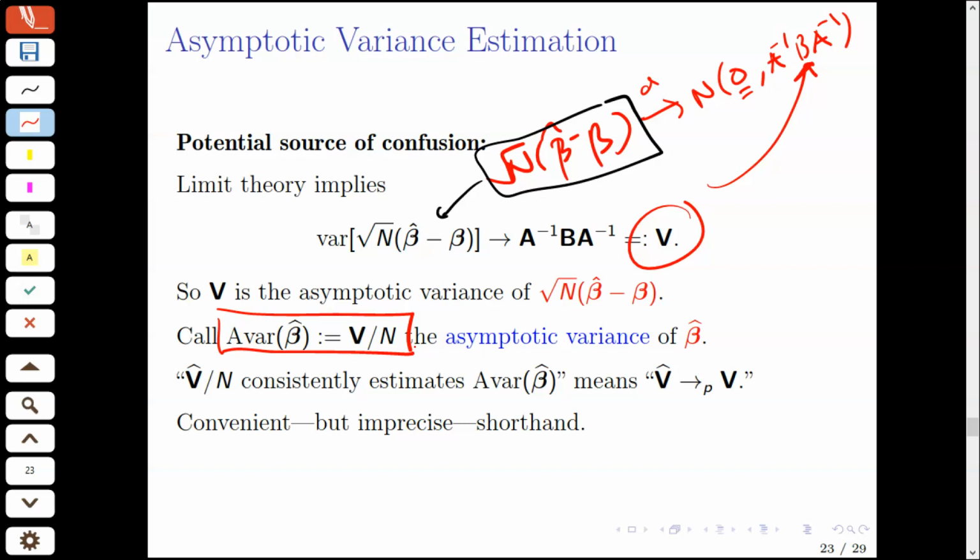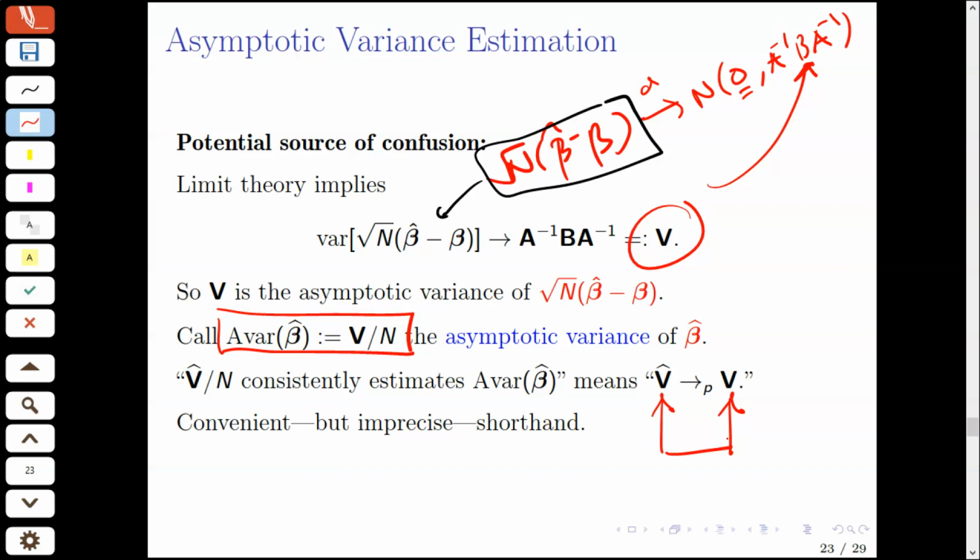Now, this shorthand allows us to make statements such as V hat over n consistently estimates the asymptotic variance of the OLS estimator, or just beta hat when we're talking about a potentially different estimator. When we say that stuff, taken literally, it doesn't make much sense. So you should interpret it as V hat being consistent for the V matrix. Again, this is a somewhat imprecise shorthand, but it's going to be very convenient.